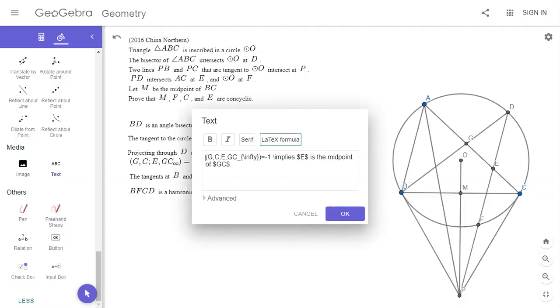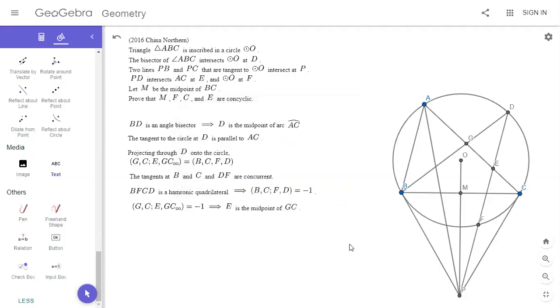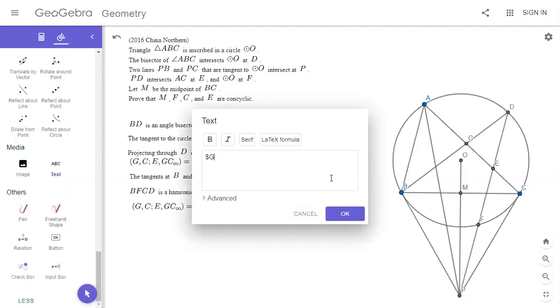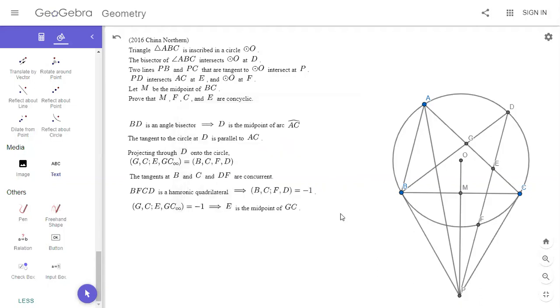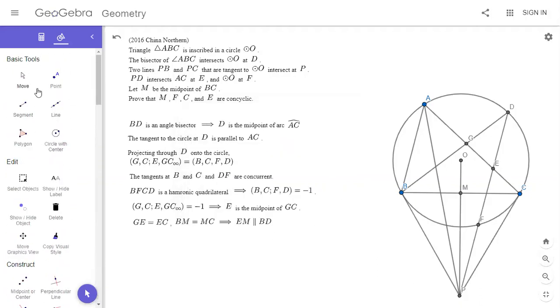All right. Let me delete that sign. And so then GE equals EC and BM equals MC. That would mean that EM is parallel to BG. Or I'll say BD. And then, so if EM is parallel to BD, now we can just use angle chasing.